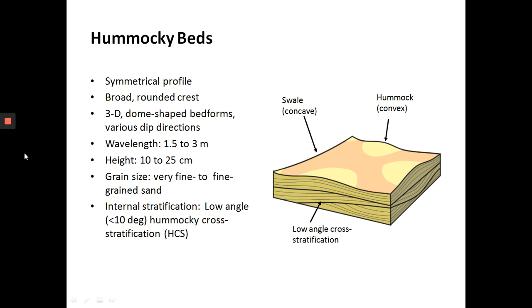So let's look at the next type of bedform that can develop. If you further increase the orbital velocity, you get larger waves, maybe you're going into a storm now, not quiet water anymore, and not fair weather anymore, but storm weather, you will develop hummocky beds.